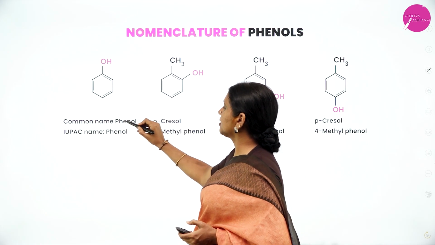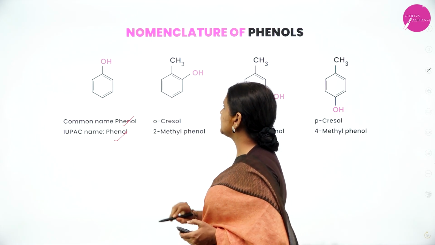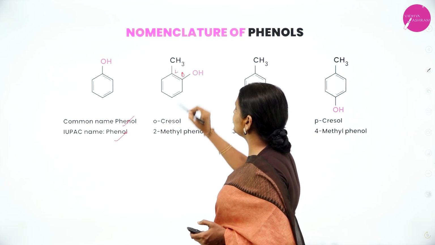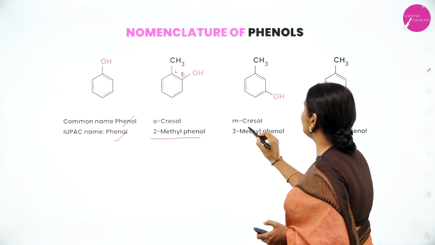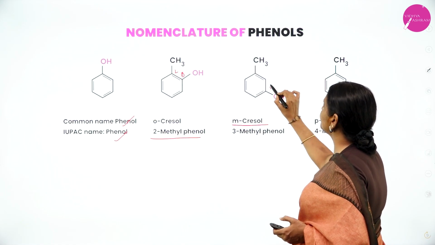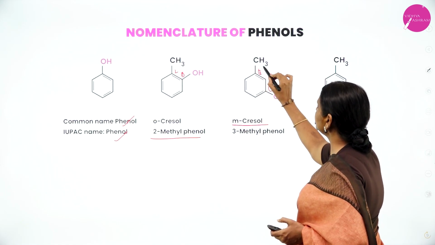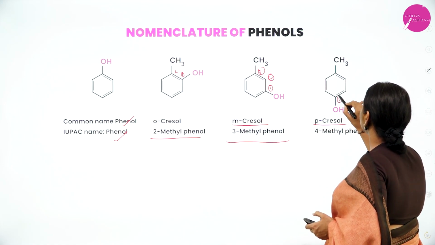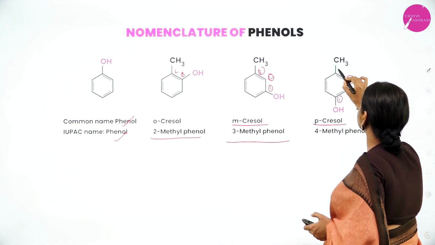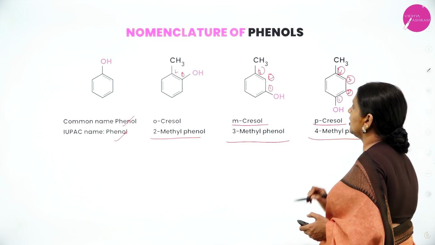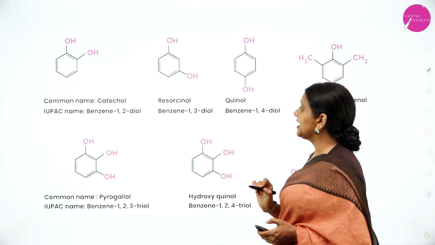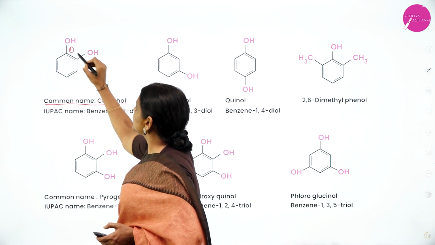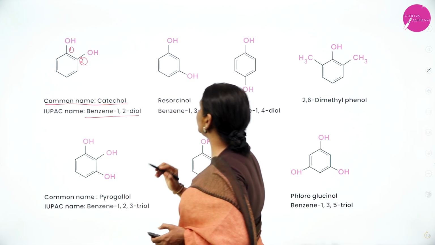The common name is phenol, and the IUPAC name is also phenol. The common name is orthocresol, IUPAC name is 2-methyl phenol. The common name is metacresol, IUPAC name is 3-methyl phenol. The common name is paracresol, IUPAC name is 4-methyl phenol.